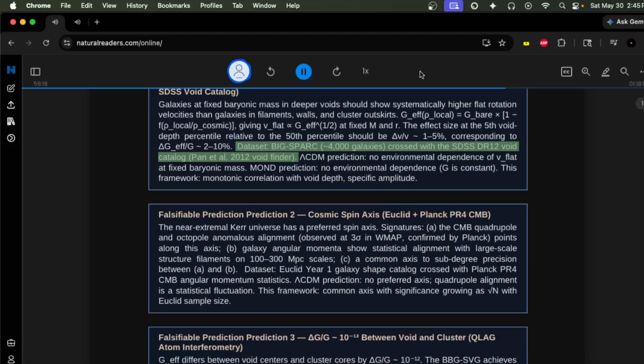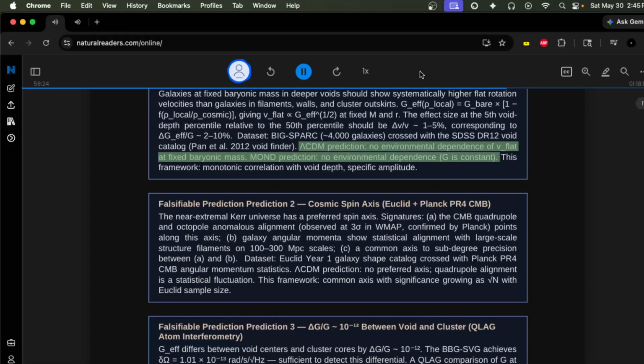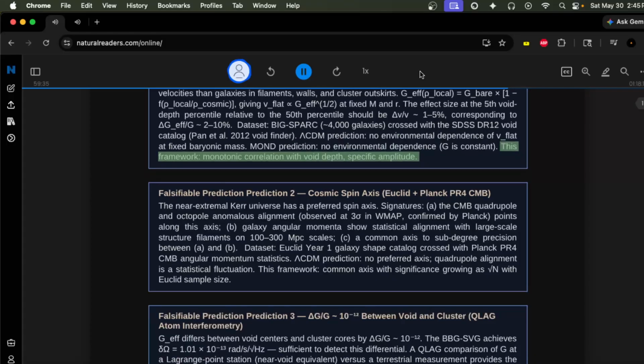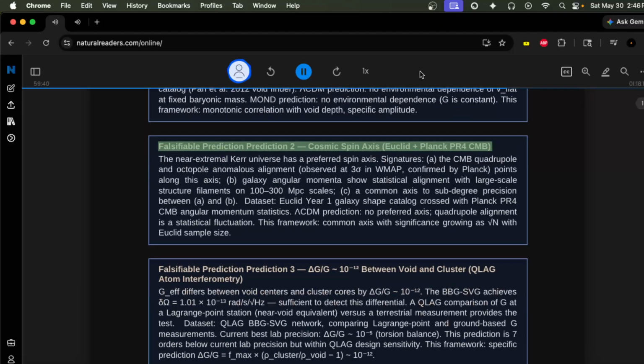Dataset: BIG-SPARC crossed with the SDSS DR12 void catalog. Lambda CDM prediction: no environmental dependence of V_flat at fixed baryonic mass. MOND prediction: no environmental dependence. This framework: monotonic correlation with void depth, with a specific amplitude.